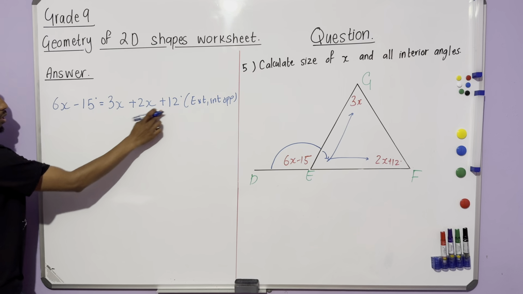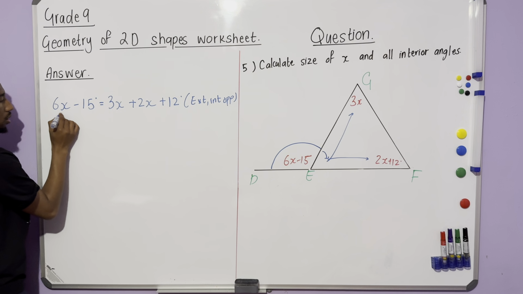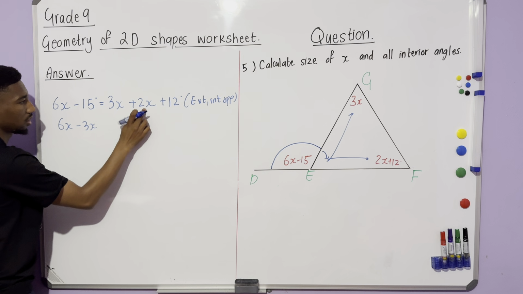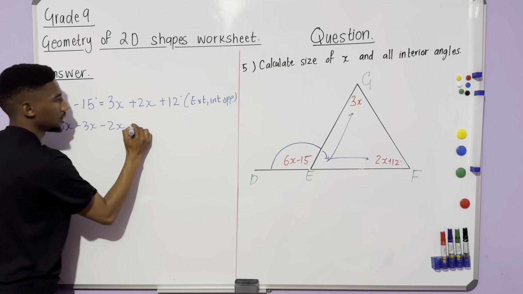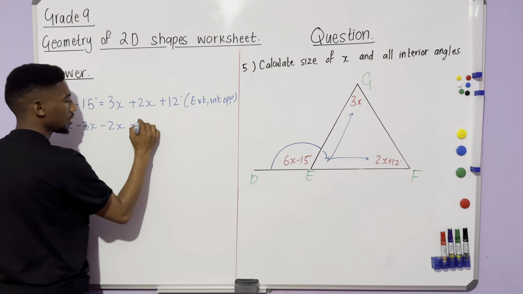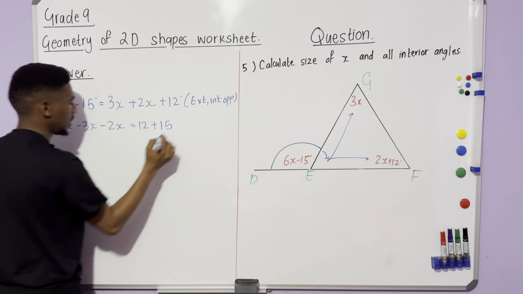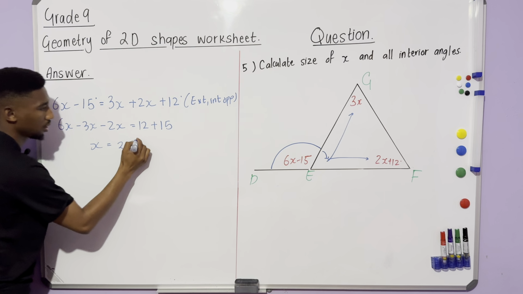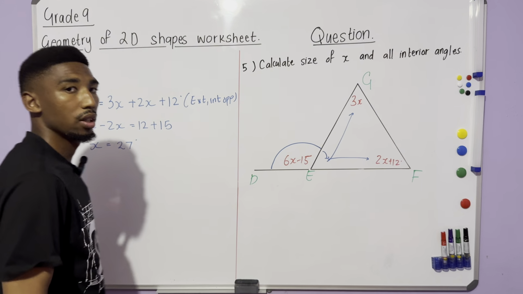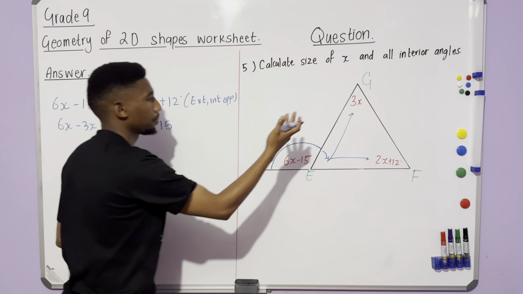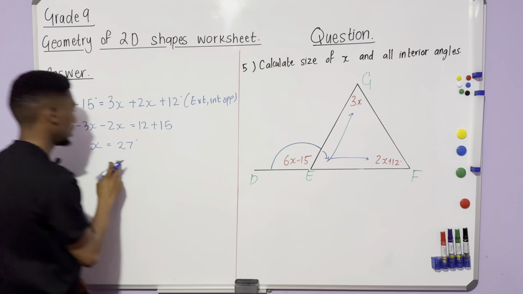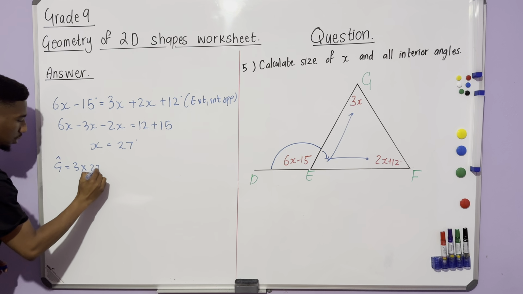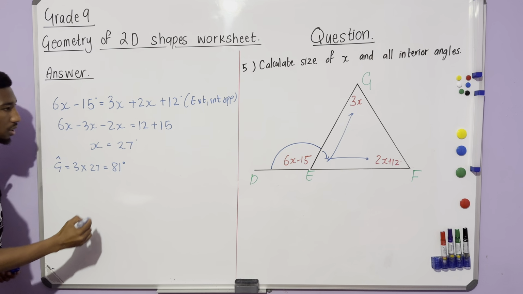Then we have this equation. We're going to have all our like terms on the left: 6x, the inverse of that, minus 3x minus 2x is equal to, we take the 15 over, 12 plus 15. This gives us x equals 27 degrees. Then we need to find angle G. Angle G would be 3 times x. G would be 3 times 27, that would be 81 degrees.